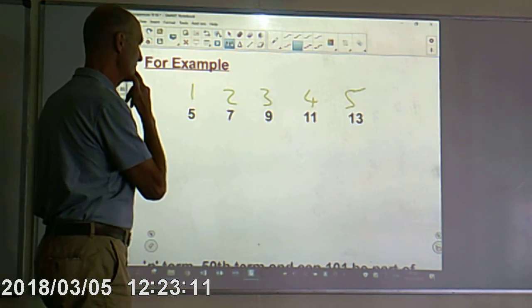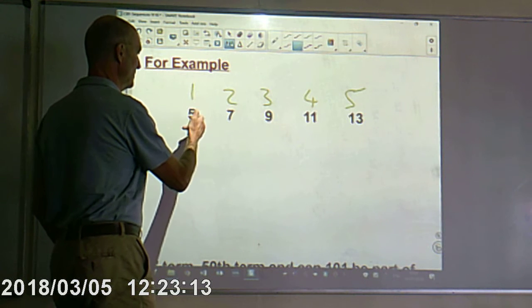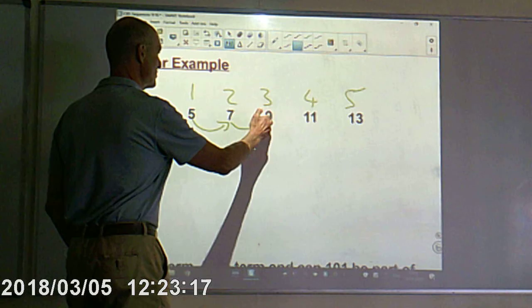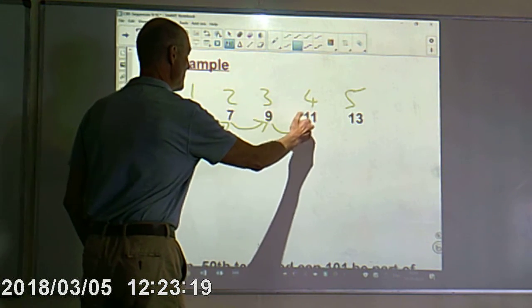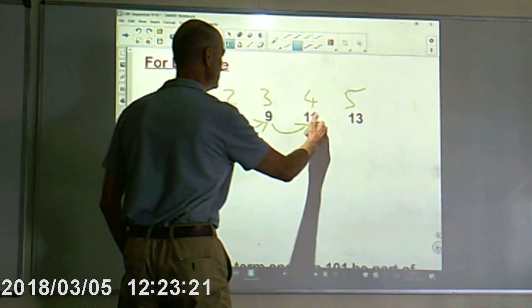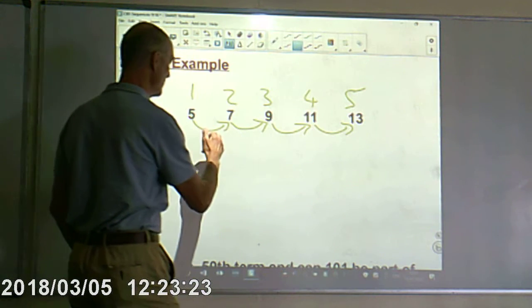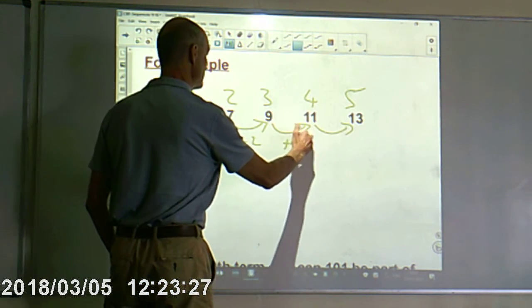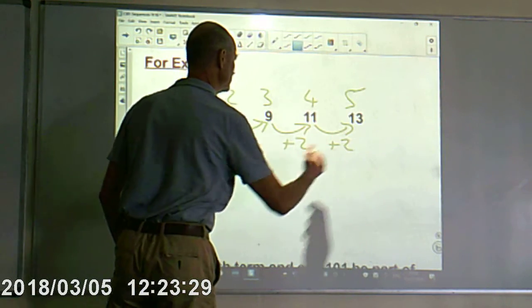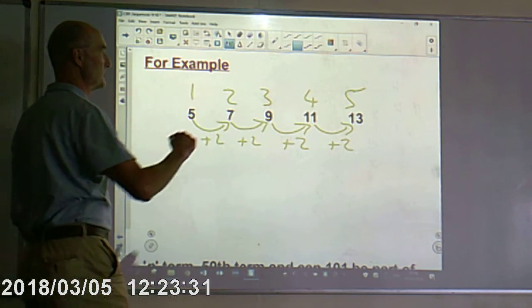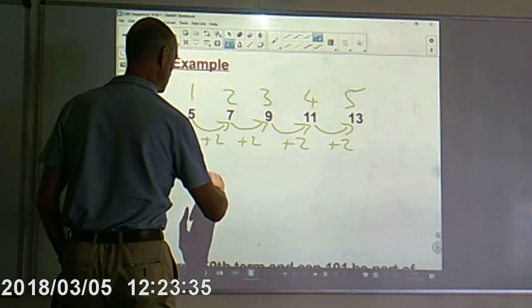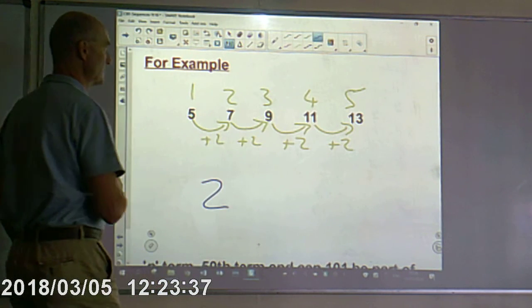What was the difference each time? We were going up 2 each time. Increasing by 2. Just add 2, add 2, add 2, add 2. That's the first number you need to hold on to. So hold on to that number.